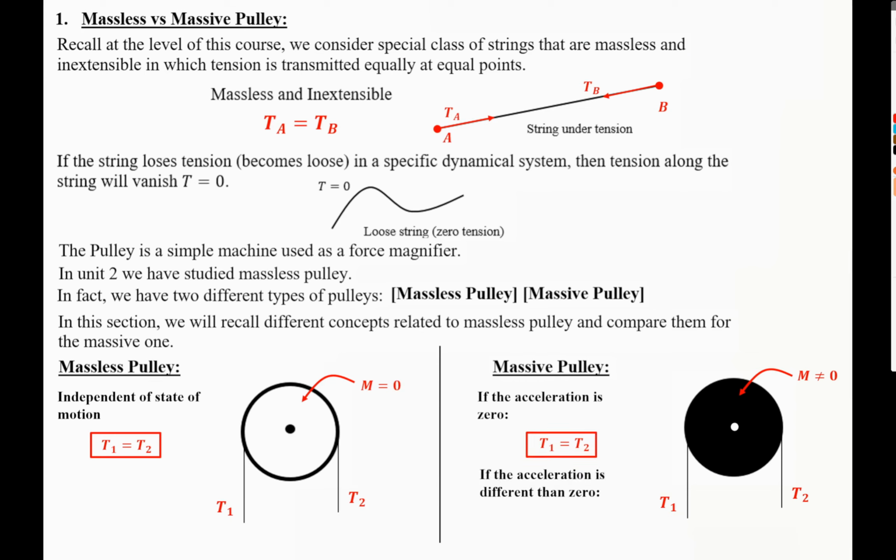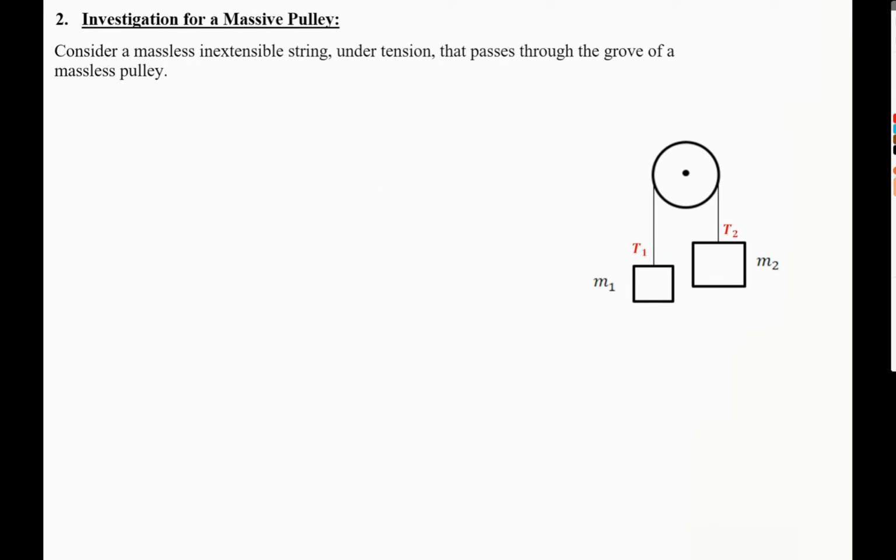However, if you have acceleration, due to the inertia that is encoded in the pulley itself, the tensions T1 and T2 are not equal anymore, so we cannot equate them in order to solve for the acceleration of the system. For that, consider now Section 2, investigation for a massive pulley.